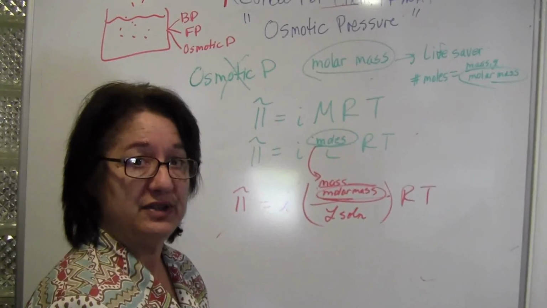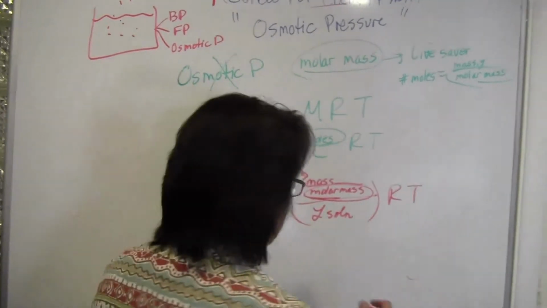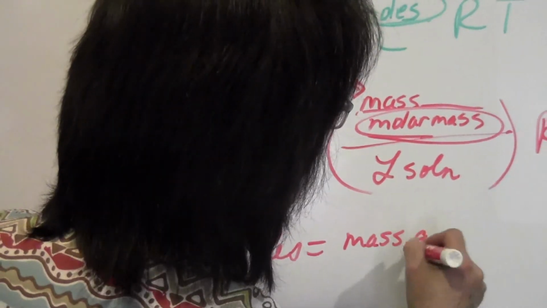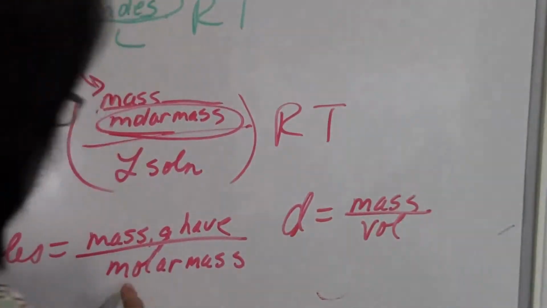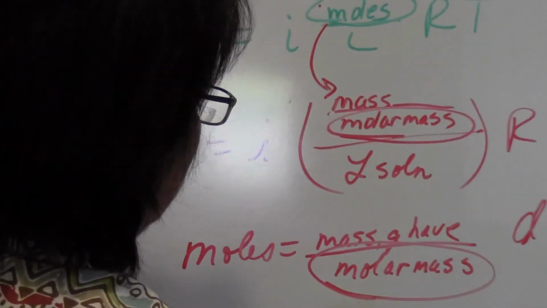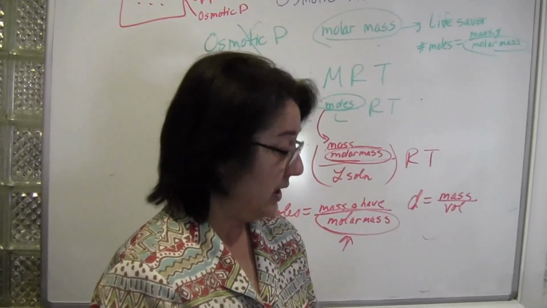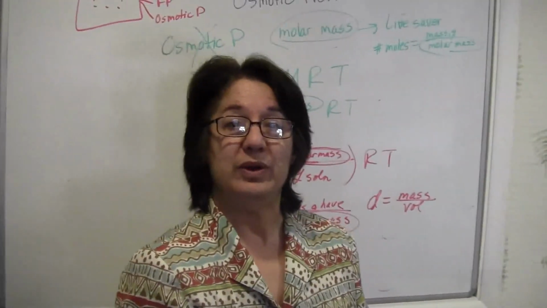Don't forget your lifesavers. Write them on your scrap paper as soon as you sit down for the final. Our 2 lifesaver formulas: moles equals mass, or grams that you have, over molar mass. And our second lifesaver formula, density equals mass over volume. As soon as you saw molar mass, you should have realized, I'm drowning, I need a lifesaver. Okay, so we're done with our colligative properties, and we'll be back with Henry's law.